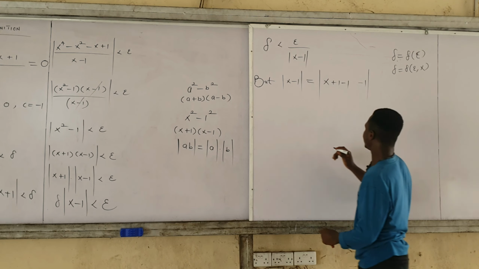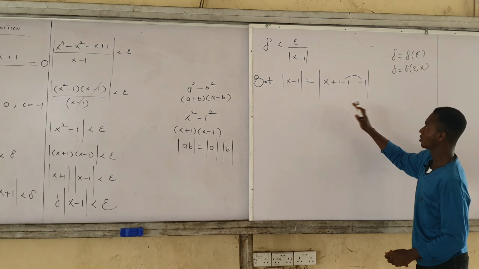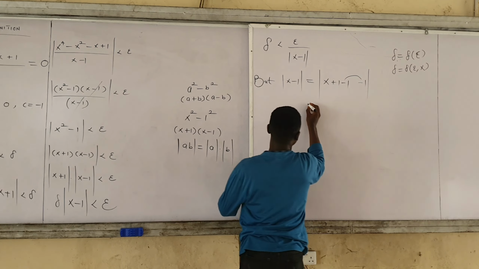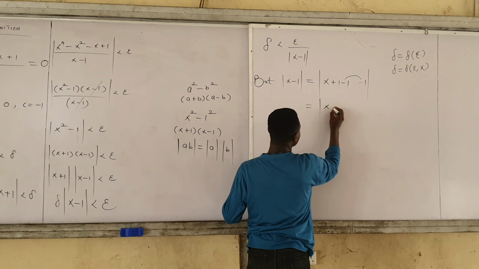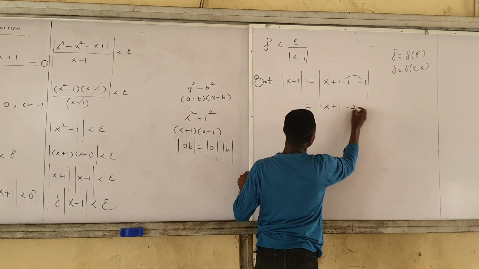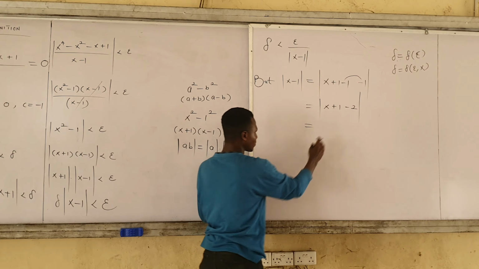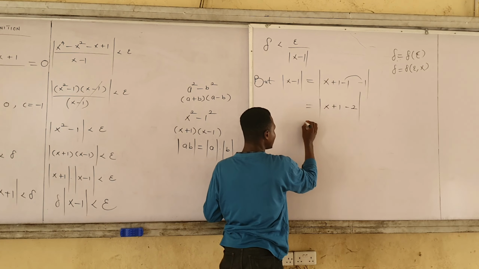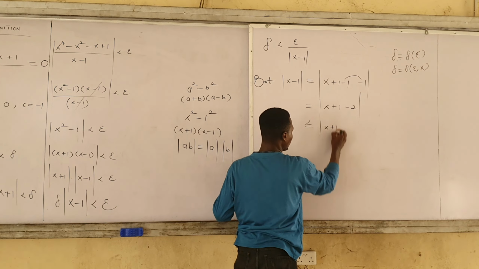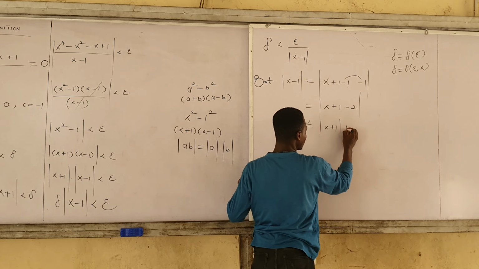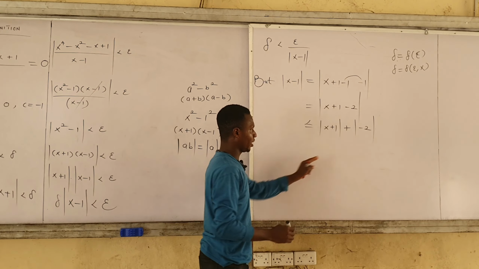So let us simplify this now. So minus 1 is going to give us minus 2. So simplifying that, we have that this is going to be equal to the absolute value of x plus 1 minus 2. And this is less than or equal to the absolute value of x plus 1 plus the absolute value of minus 2. This is what we are having now.